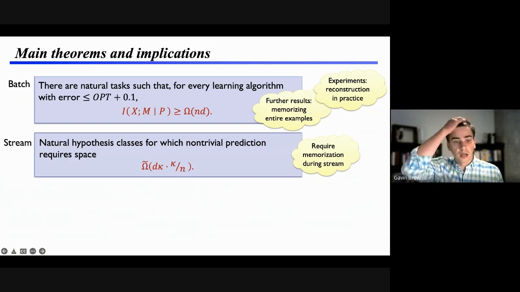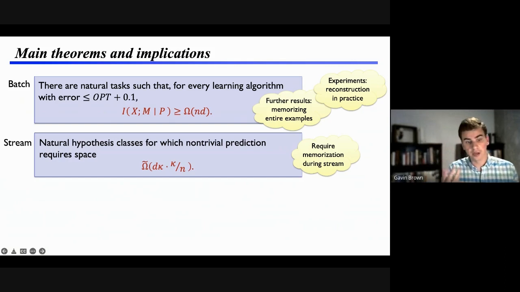We saw a lower bound for the streaming setting, where we have any natural hypothesis classes like linear models, for which non-trivial prediction requires space d times kappa over n. We talked about how this matched the natural upper bound of storing the data set, and the lower bound decreases as the sample size increases. We compared this to some other results and also talked about how we also showed that the algorithm must memorize during the stream.